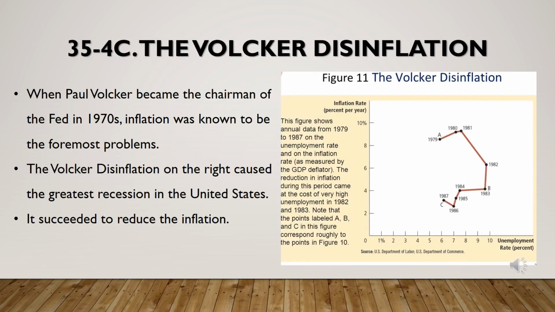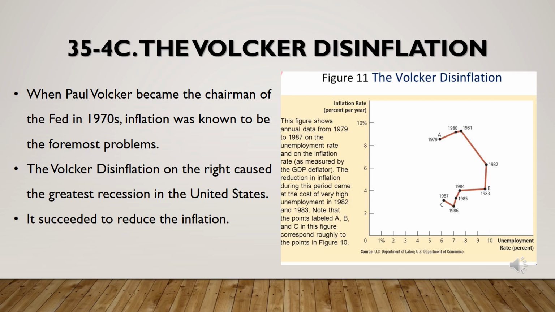Moving on to the third part, the Volcker disinflation. The story is that when Paul Volcker became the chairman of the Fed in the 1970s, inflation was known to be the foremost problem. To overcome this problem, Paul decided to pursue a tight monetary policy. This monetary policy caused the greatest recession in the United States.